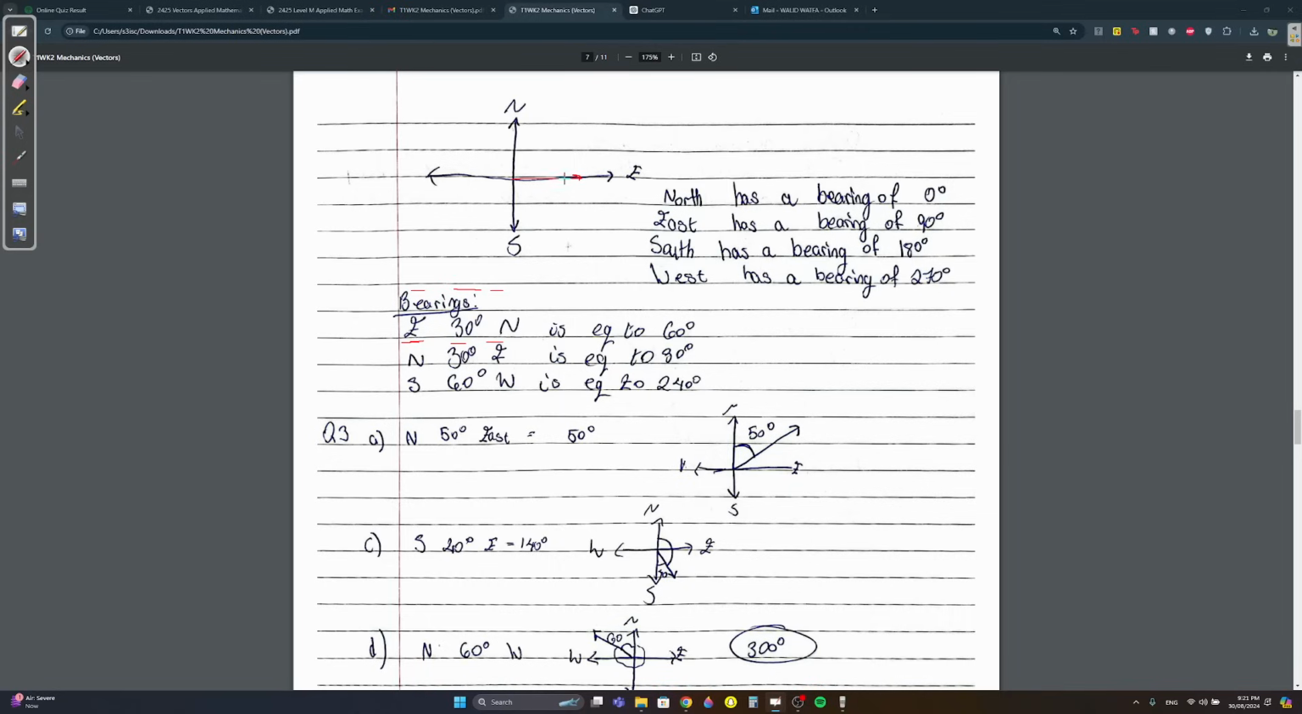How much? 30 degrees. So I go from east, I move north 30 degrees. So it's going to look something like this. This is the bearing.